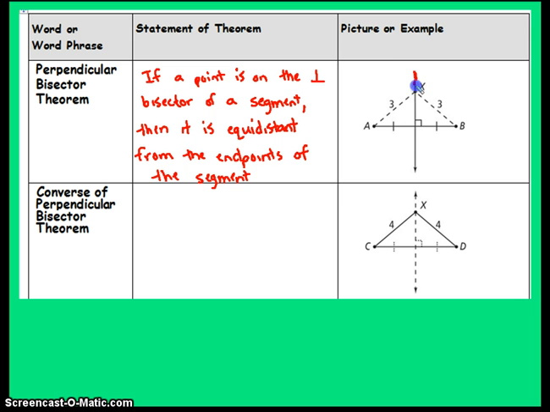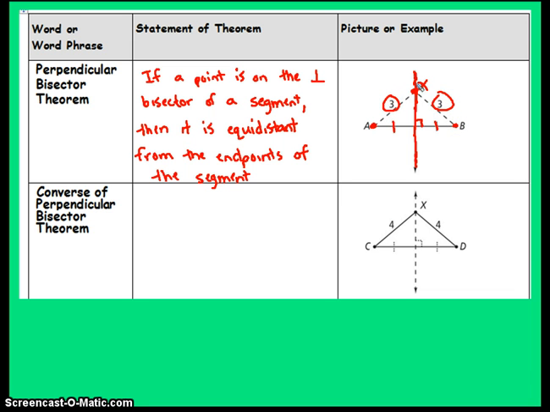So here is your perpendicular bisector, and we know it's the perpendicular bisector because we see this right angle and we see two congruent marks on either side. And so what this is saying, if a point, we'll call this point X, is on the perpendicular bisector of a segment, then it is equidistant from the endpoints. In other words, this X is the same distance from X to A as it is from X to B, and you see that right here.